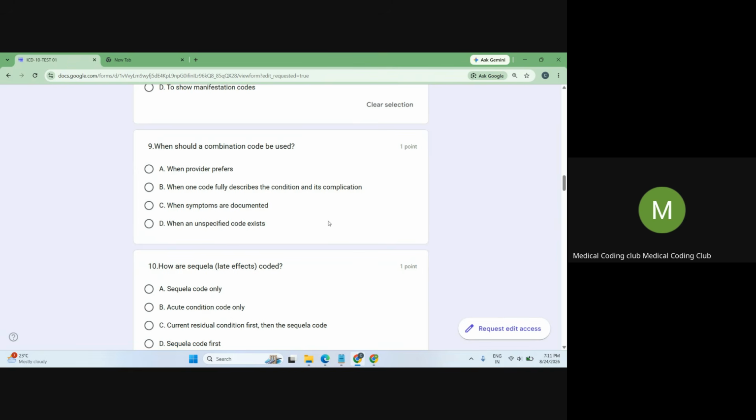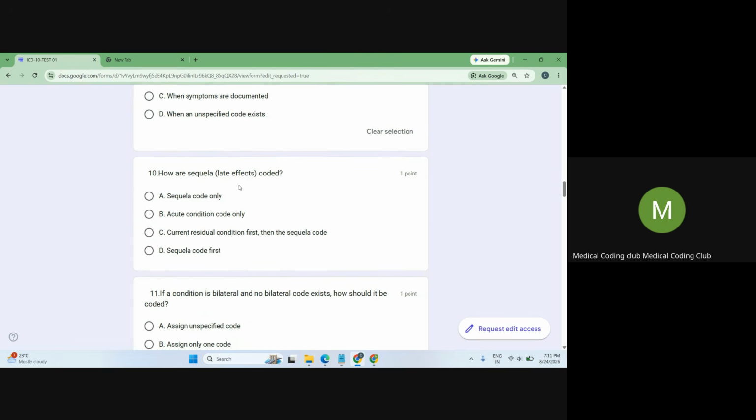Sometimes it will be an associated process, like a complication will be there. Sometimes a secondary process of the condition will be there. So we have seen a lot of hypertension with CKD, diabetes with CKD, diabetes due to coma. All of those will be referred to as combination codes.